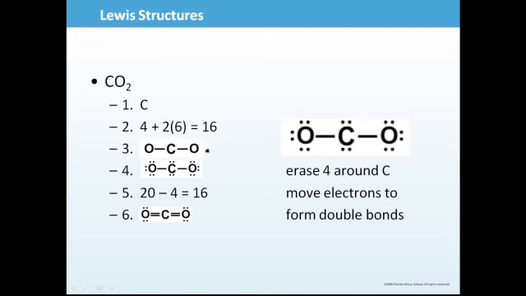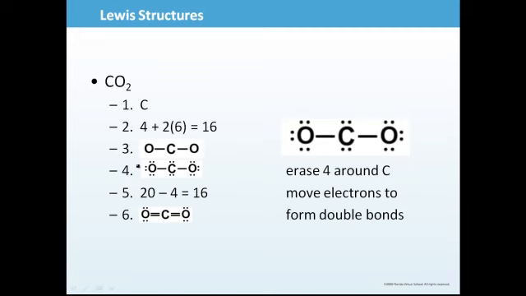Step 3 then is the skeletal structure. What that simply means is we take the other atoms and bond them to the central atom. So we've got oxygen bonded to carbon on both sides. So we've already taken care of 2, 4 of our valence electrons.